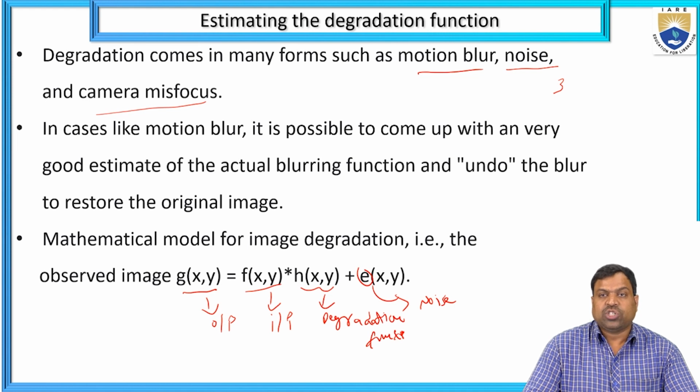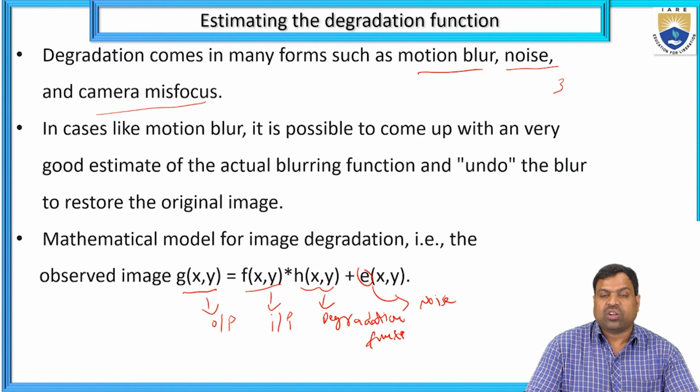In motion blur, it is possible to come up with a very good estimate of the actual blurring function. How much actual blurring is there? How much percentage of blurring is there from the original image? We have to estimate that first, and only then consider whether it is noise or not.